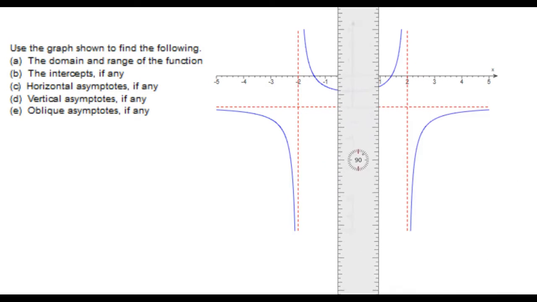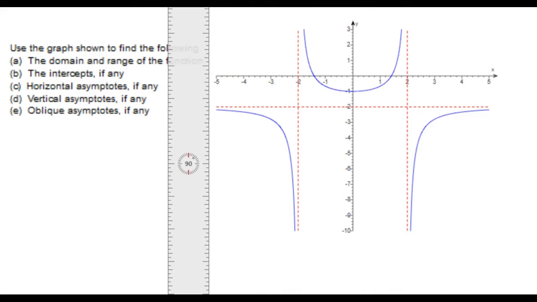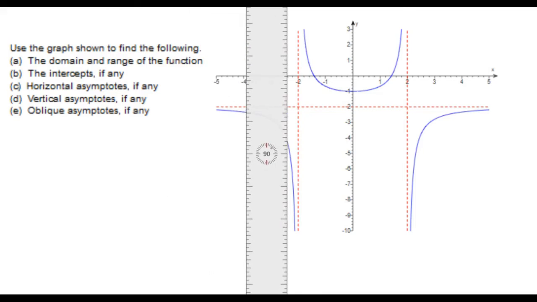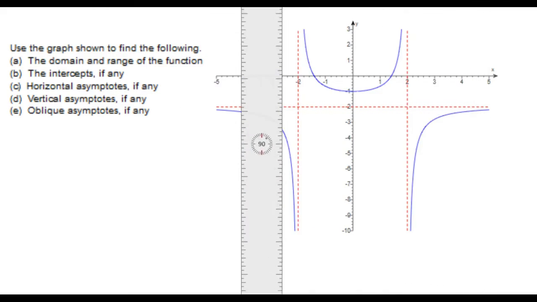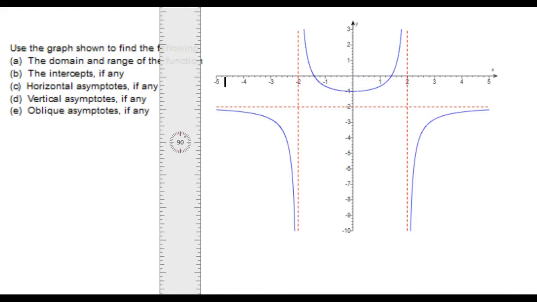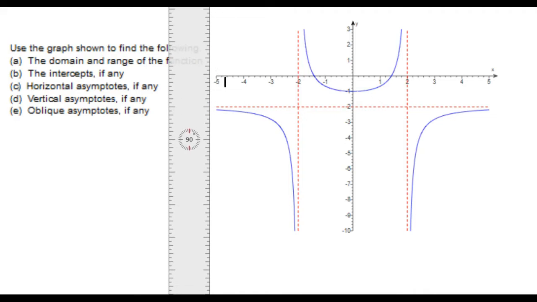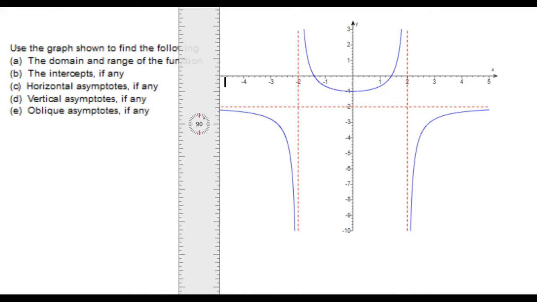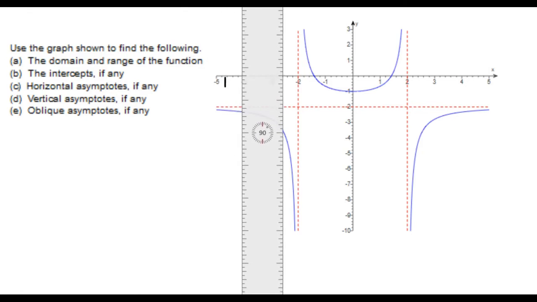When I find domain from a graph, I like to use a ruler or my pencil. I hold the pencil or ruler vertically and sweep across the graph from left to right. The reason I'm doing that is because my pencil or my ruler is pointing to spots along my x-axis, and domain is referring to the x values. So as I sweep across the graph, I'm noticing where my graph and the x-axis are.